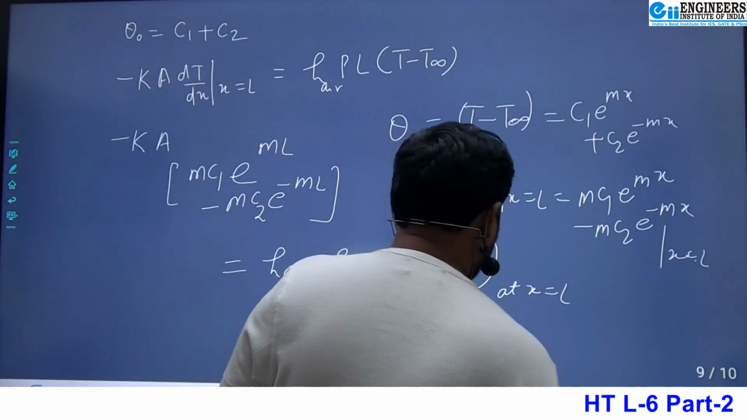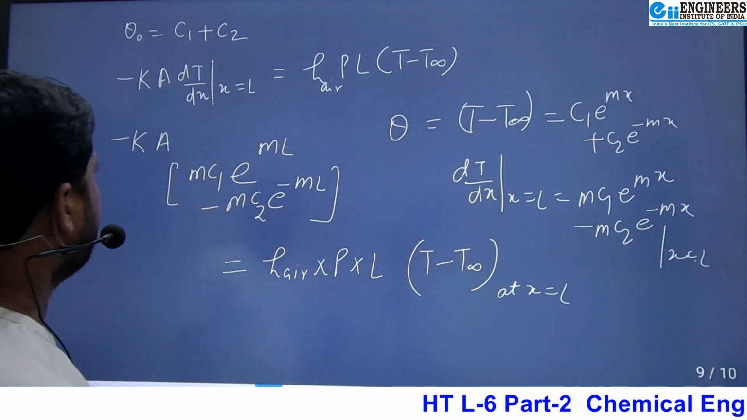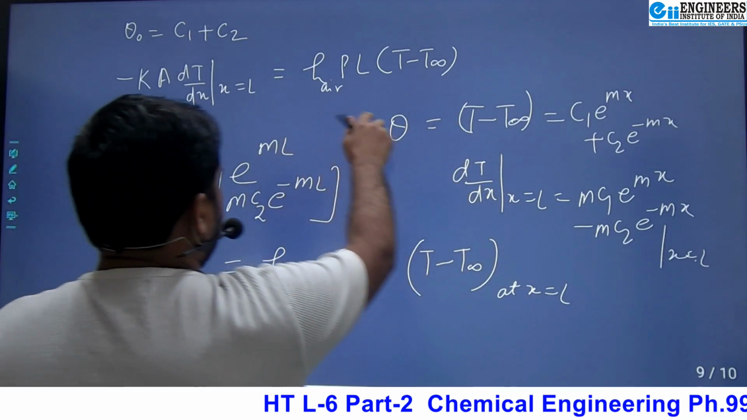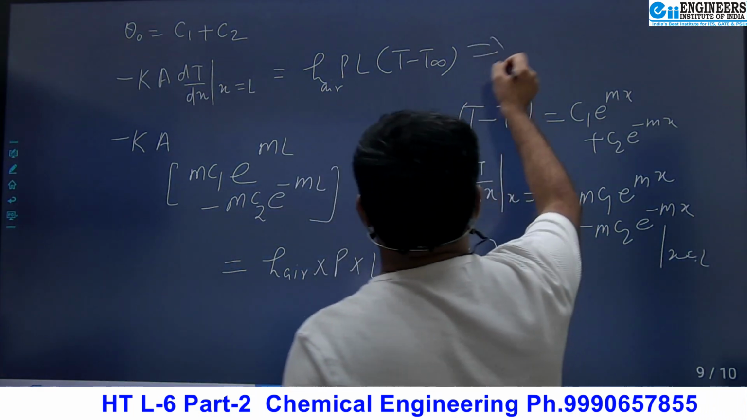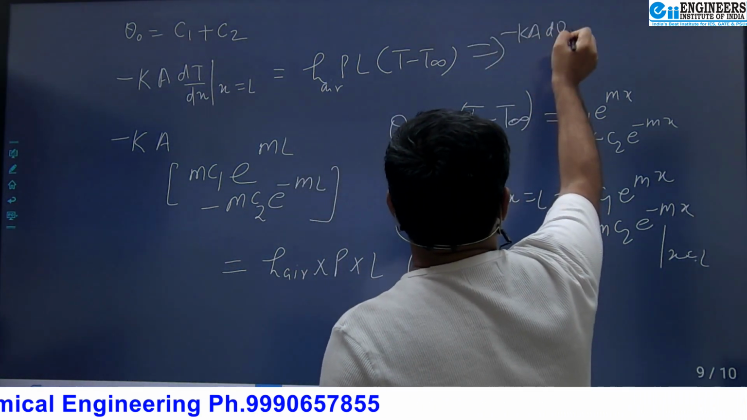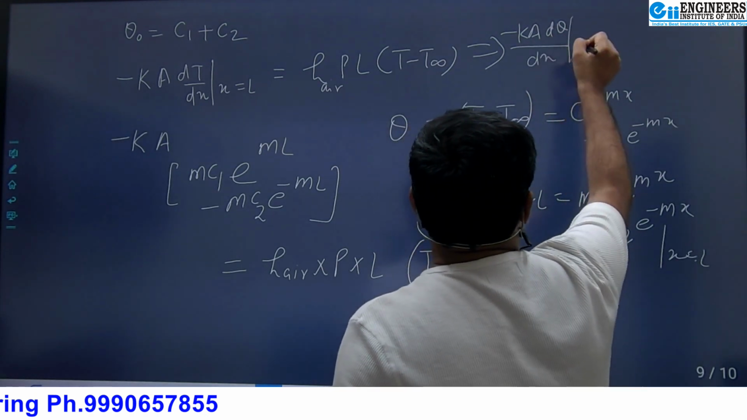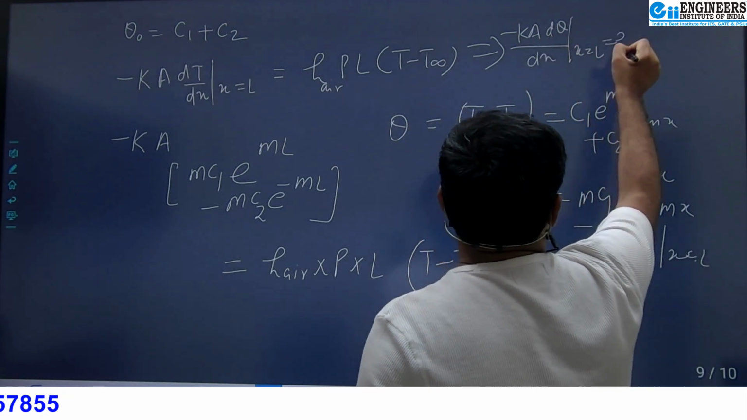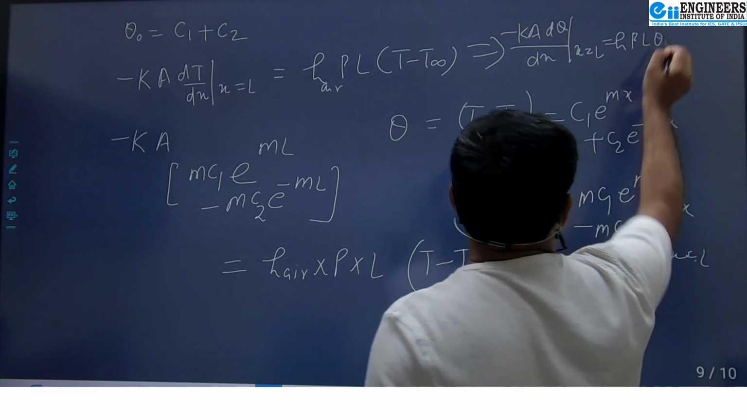So in the previous case you can write this statement also in terms of theta, so that there will be no confusion. Ka d theta by dx at x equal to L equals h P L theta.